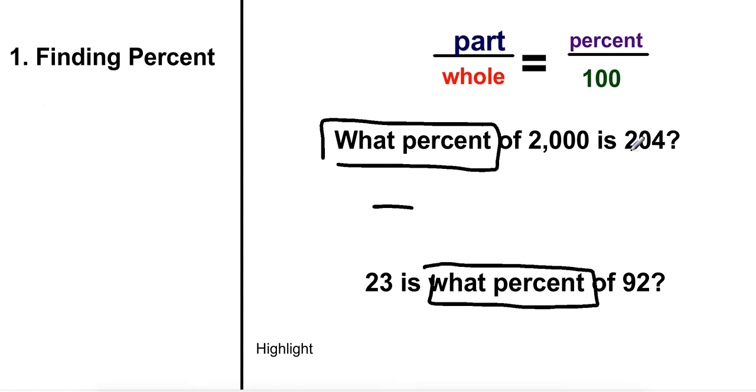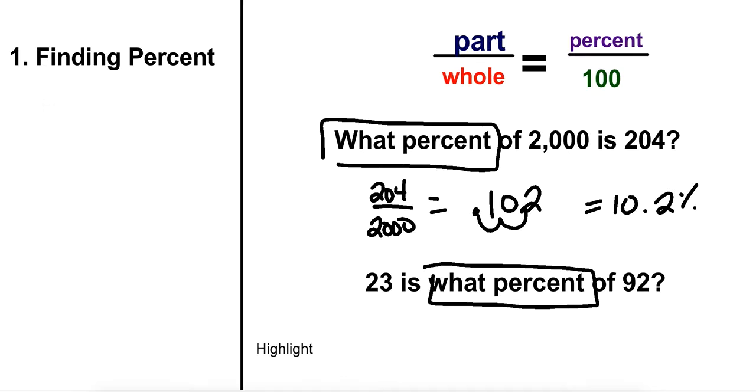We find the part. The part is 204. What percent of 2,000 is 204? And then 2,000. So it's like you had 2,000 questions on a test and you got 204 of them right. So you're finding what percent, so you divide those and you get your answer to be 0.102, but we need this as a percent, so we're going to move it 2 times, which would give me 10.2%. So what percent of 2,000 is 204? 10.2%.